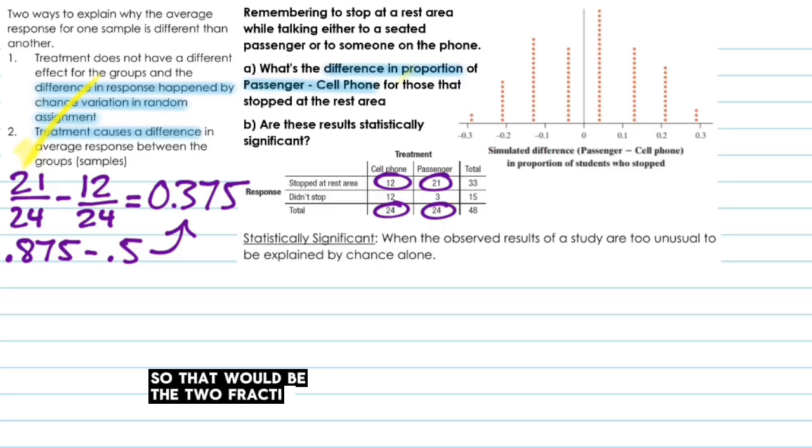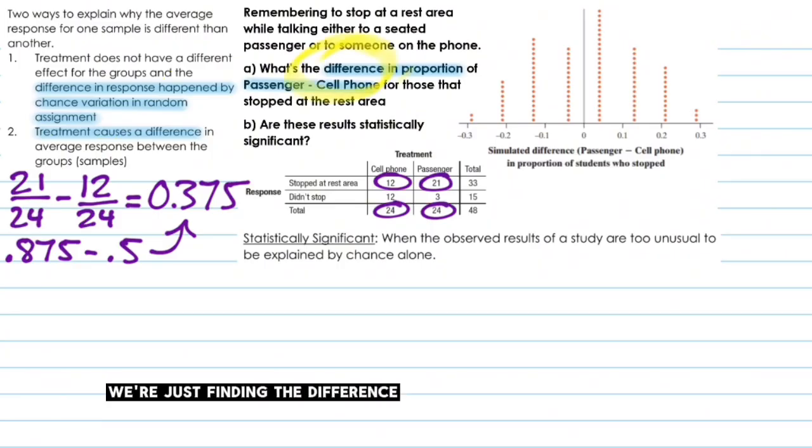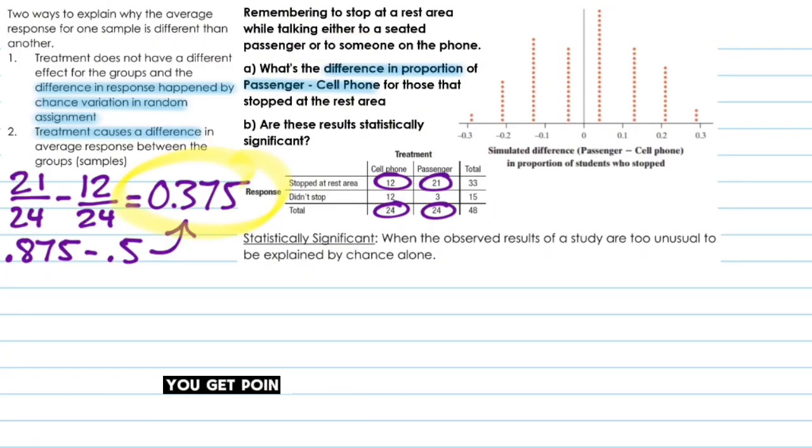So that would be the two fractions you see over here, 21 over 24, and you would just subtract 12 over 24. We're just finding the difference. So you are subtracting those two fractions. And when you do that work correctly, you get 0.375.